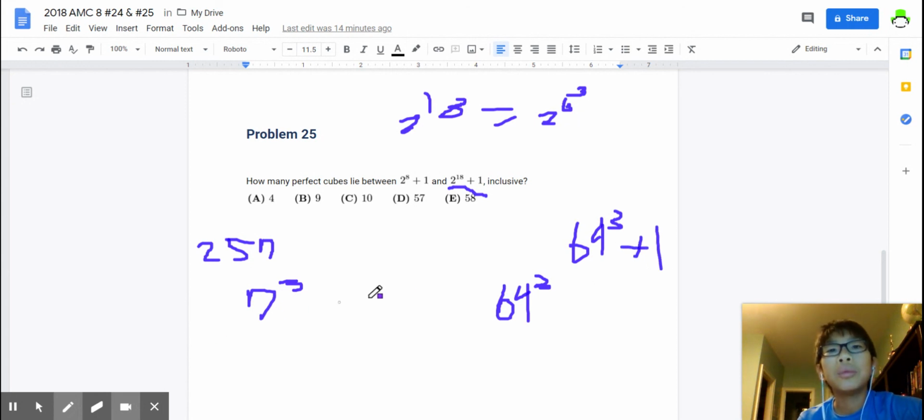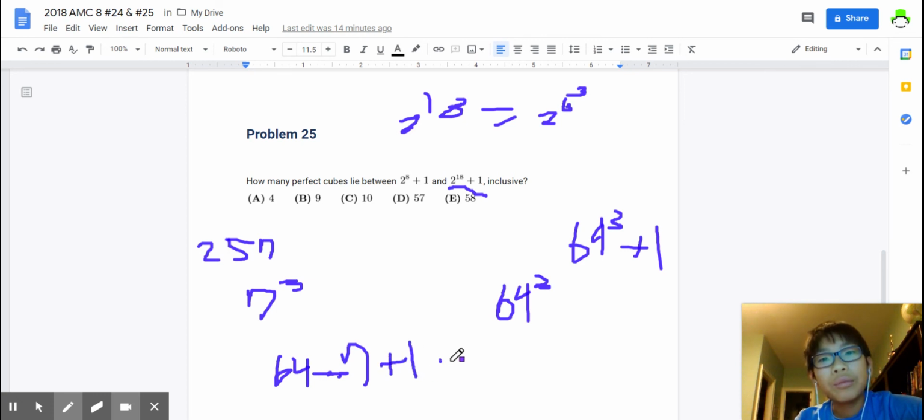So the amount of cubes is the numbers from 7 to 64 inclusive. So to count all these numbers, we do 64 minus 7 plus 1, which gives us 58. And that's our final answer.